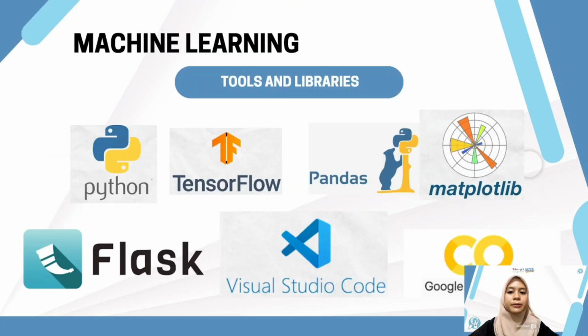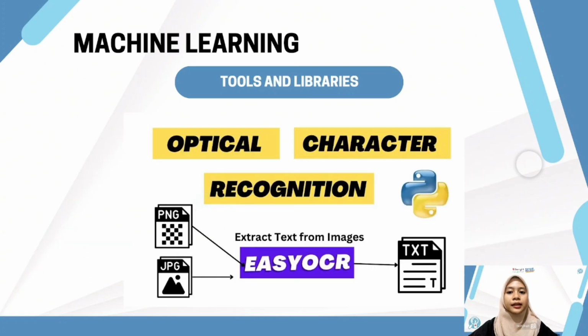To realize the machine learning implementation in ScanCare, we employed various tools and libraries to support the application development process. The primary libraries include Python, TensorFlow, Pandas, Matplotlib, and Flask, with development tools such as Visual Studio Code and Google Colab. To detect and extract text from skincare product compositions, ScanCare relies on the key library EasyOCR.